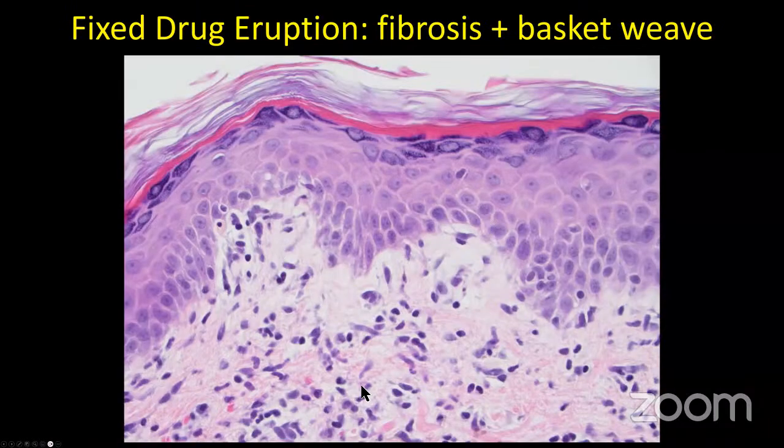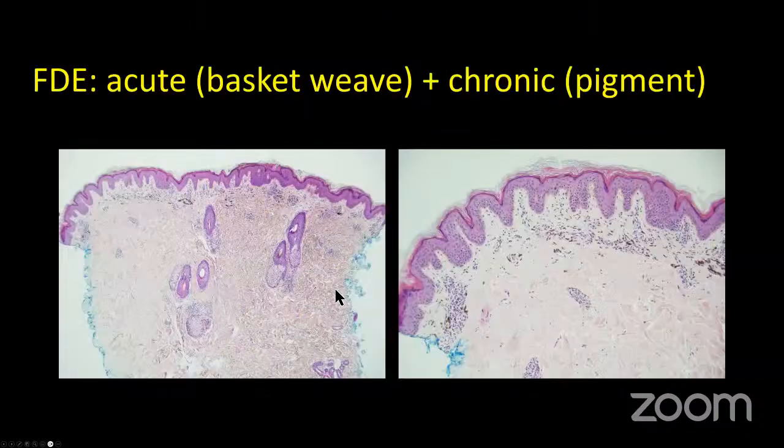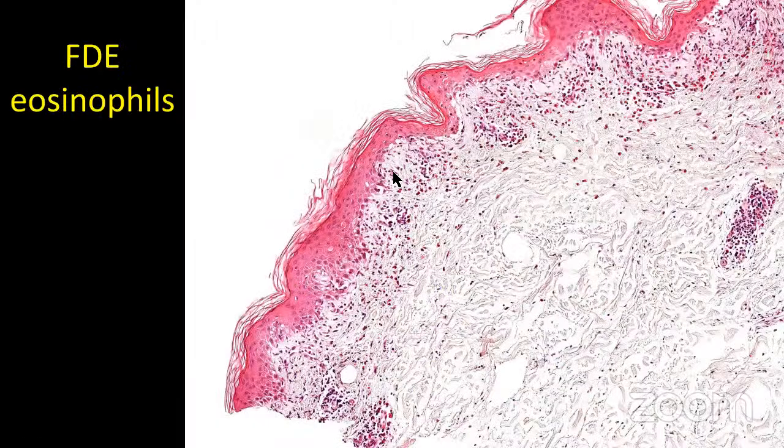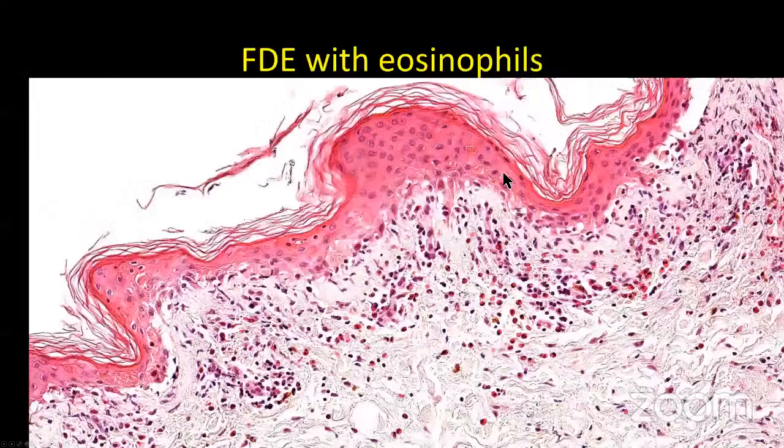Again, I showed you this example. Again, your typical interface reaction, you may or may not have a little satellite cell necrosis there. Your clue is going to be pigment dropout plus more of a basket-weave stratum corneum. The acute ones tend to have a lot of dyskeratosis. These are more of the pigmented lesions. Here, more acute, a lot more dyskeratosis. This one is the one I showed you earlier with the eosinophils.